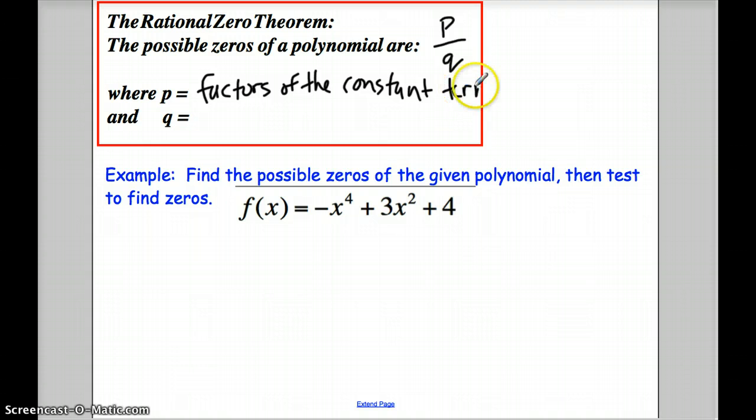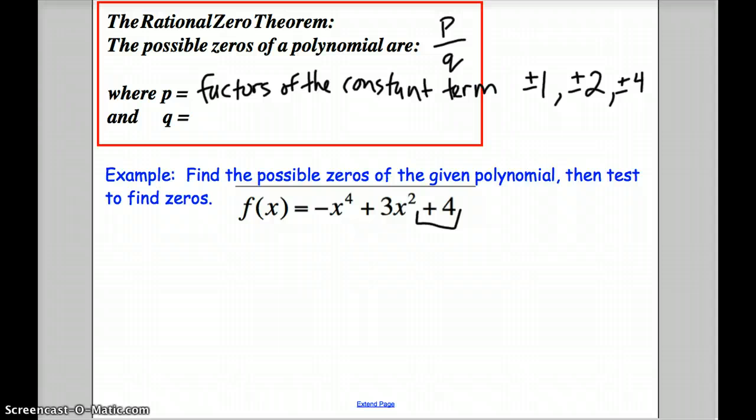So we're talking about a polynomial here, and we'll look at our example to understand. This is the constant term. It has no x value. So what are the factors of the constant term in this case? Well, positive 1 and negative 1 divide evenly into 4. Positive 2 and negative 2 divide evenly into 4. And then the final factors are positive 4 and negative 4. Those are all the factors of 4.